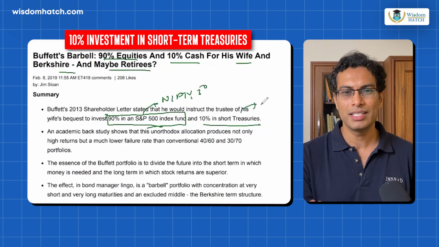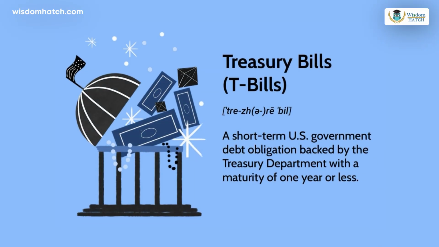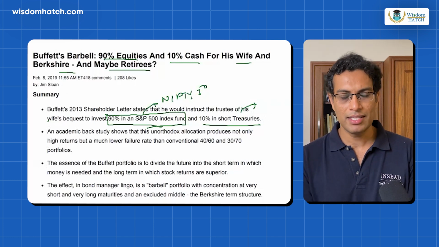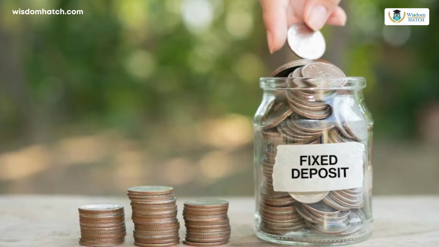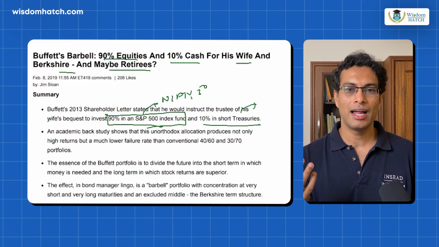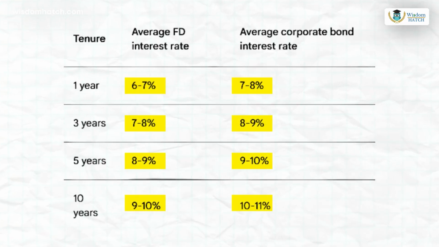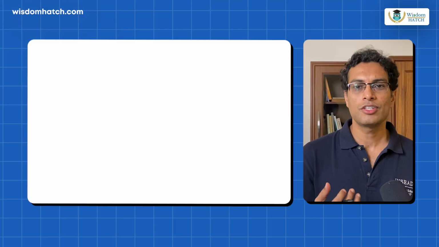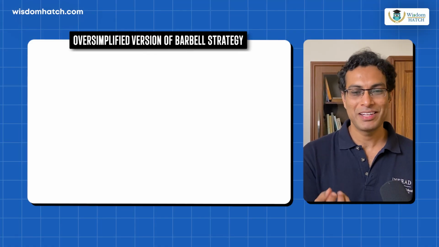So short-term treasuries, for example in India, we have T-bills, T-bonds and all that stuff, which is secure credit. So in India, if you don't want to do bond investing, you can go and put your money in FDs. That also serves the exact same purpose. The only difference between FDs and investing directly in bonds is that you get better yield on bonds compared to FDs, because in FDs the bank takes a commission, so that is the problem there. So this is an oversimplified version of barbell investing.